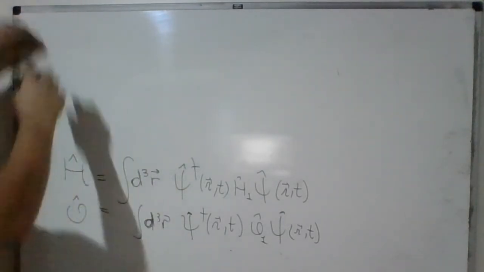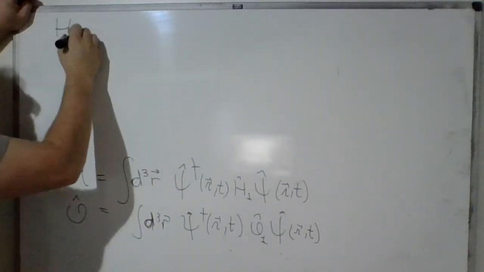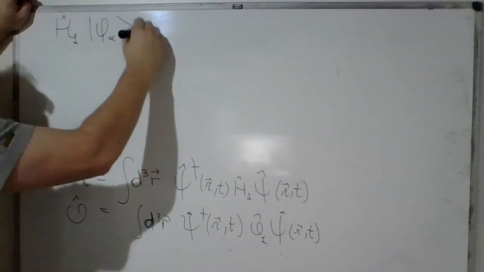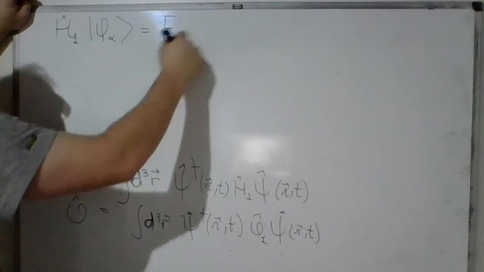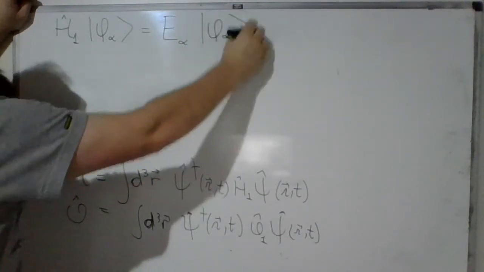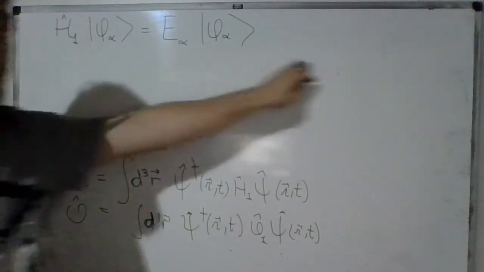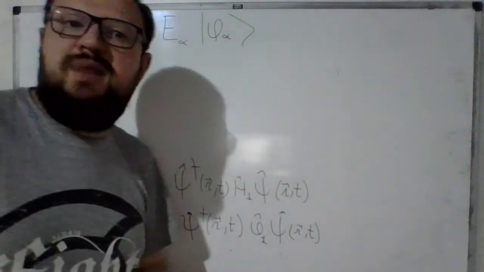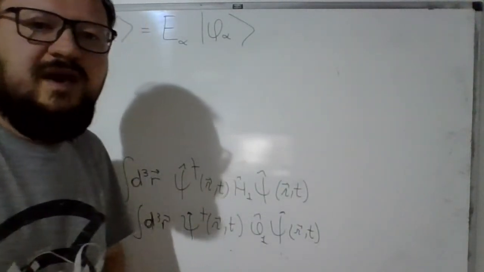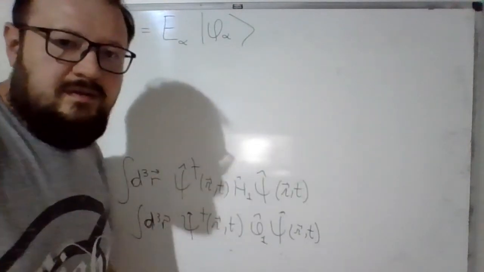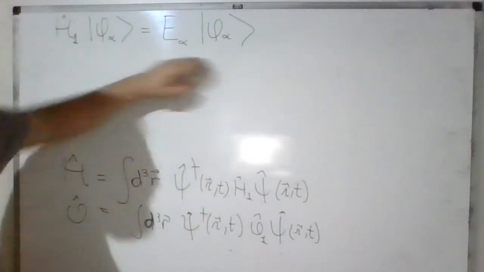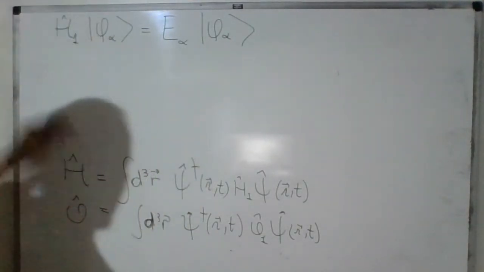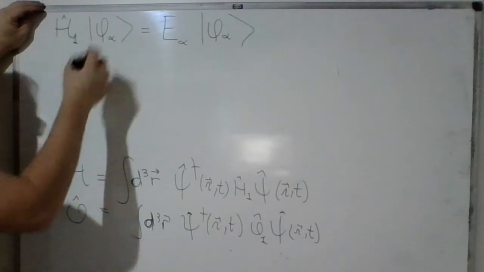Just remember, the Hamiltonian applied in the first quantization to a state phi of alpha just produces the energy E alpha times phi of alpha. So this is what is produced by this Hamiltonian. And we can use plane waves here. I will specify plane waves in what follows, but for now, let us just consider this.